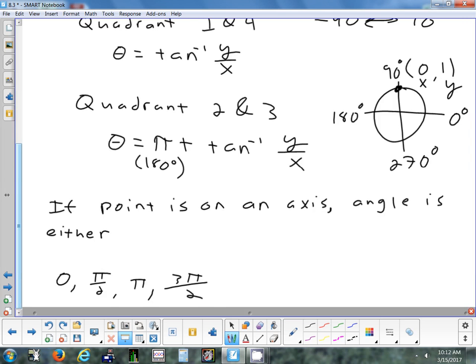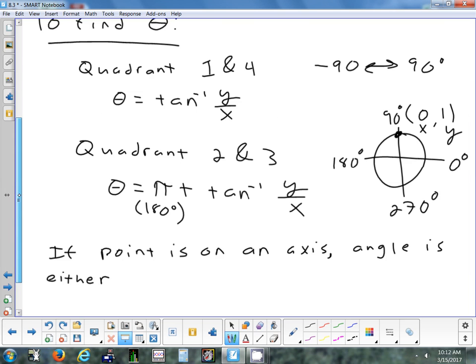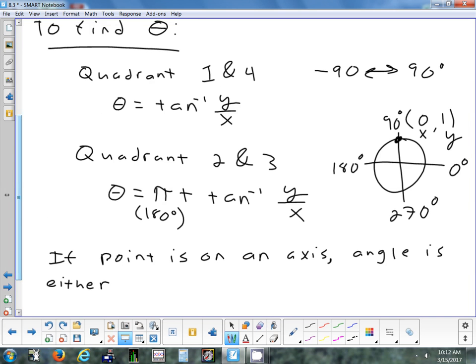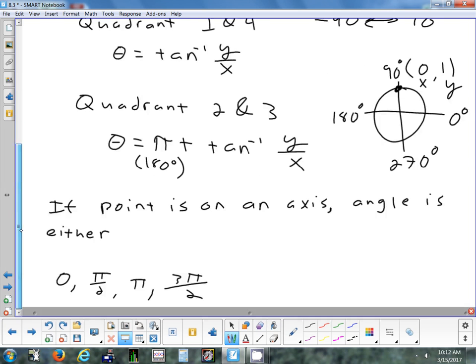Okay, it's easy to know when you're on an axis because what number is always in the coordinate somewhere? You're always going to have a 0. 0 comma something or something comma 0. So anytime you have a 0, your answer is one of these 4 numbers for the angle. Okay, that's the easier case. If you don't have a 0 in your coordinate, then you've got to go through this inverse tangent y over x stuff. So any questions on how you find theta if it's in a quadrant or if it's on an axis?